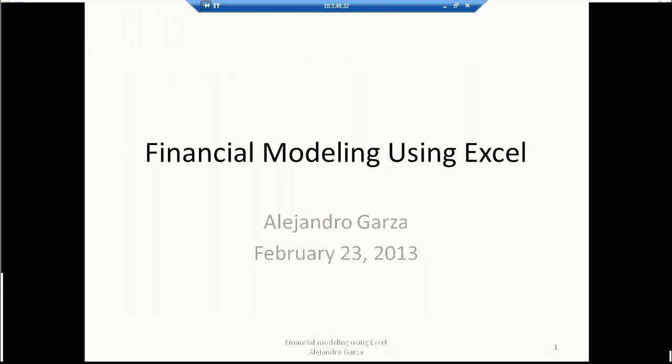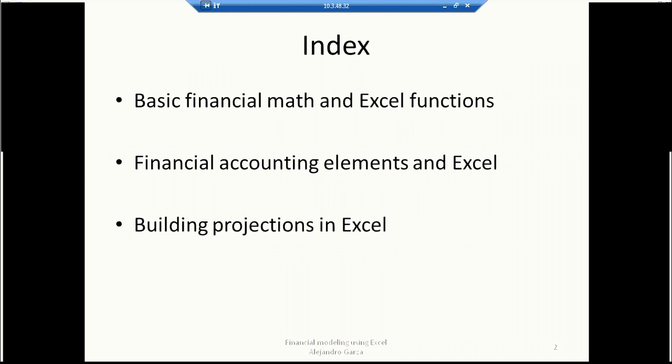Alright, so what I have here is a PowerPoint with the basic topics that we're going to cover over the next couple hours. As I move along the concepts that are in the PowerPoint, I will switch back and forth to the Excel examples so that we can work on those as we move through the materials.